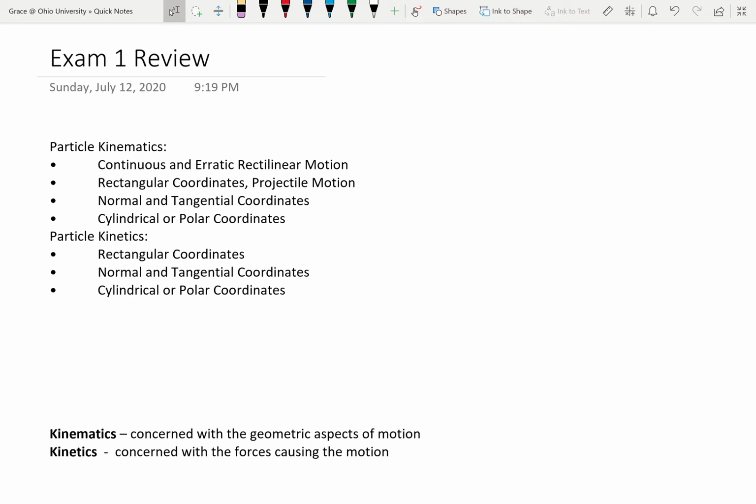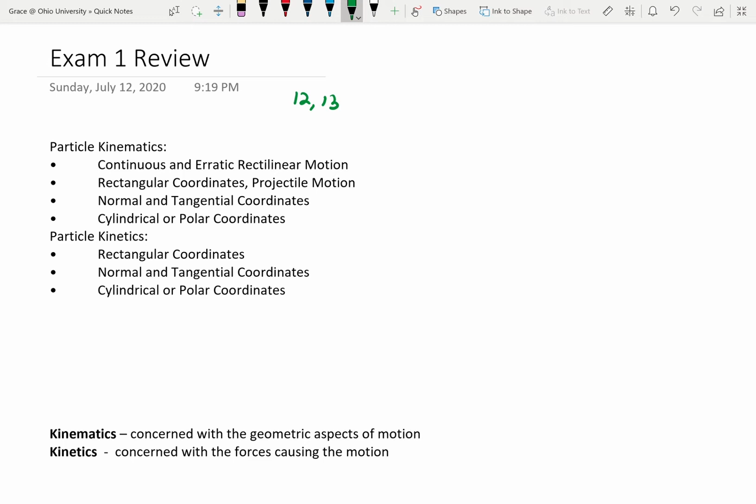All right, so for dynamics, what we've done so far is we've worked on two chapters. We've worked on chapters 12 and 13 of the book, if you do have it. And for our exam, we're going to be going over particle kinematics, which I'll talk about in just a bit, and then also part of what we've done under kinetics.